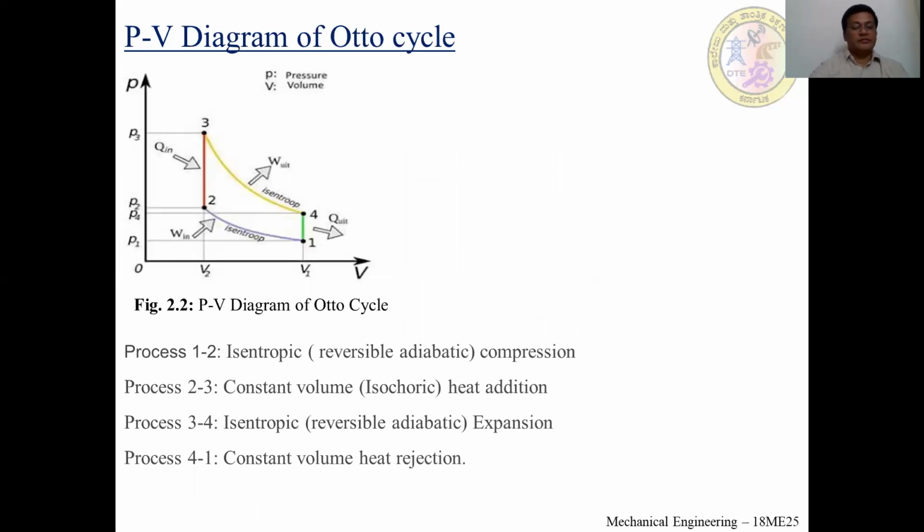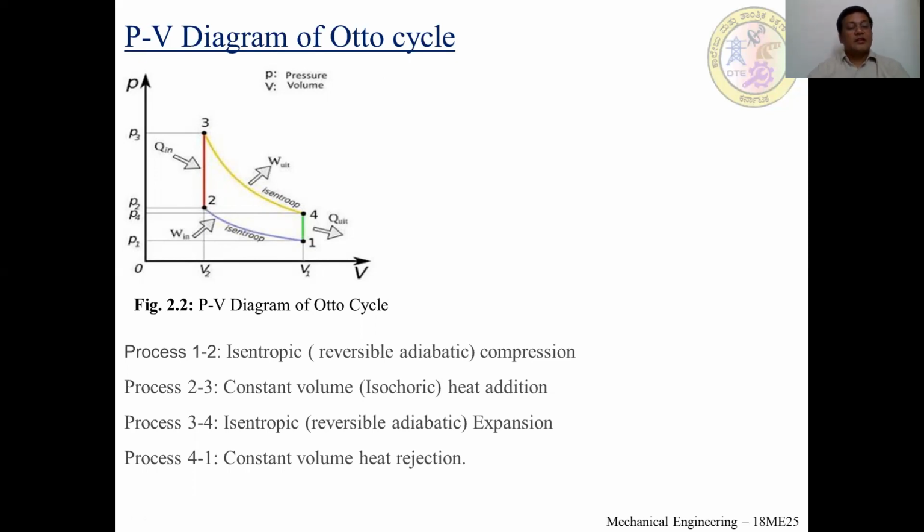Then the PV diagram. Here we are going to discuss the PV diagram of both cycles, that is the Otto cycle as well as the diesel cycle. Generally, a PV diagram is used to describe the corresponding changes in pressure and volume in the system. So first we will take the Otto cycle, and discuss the PV diagram of the Otto cycle.